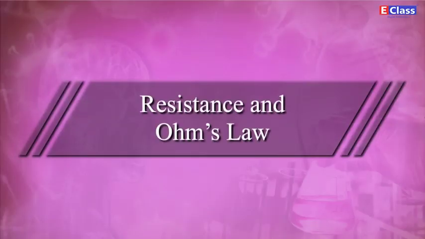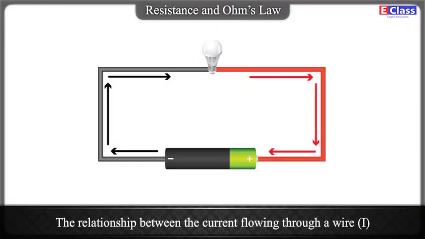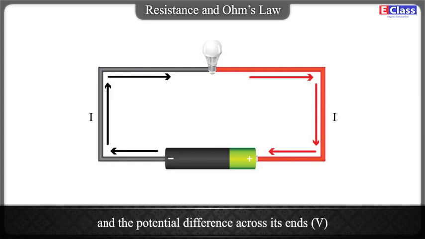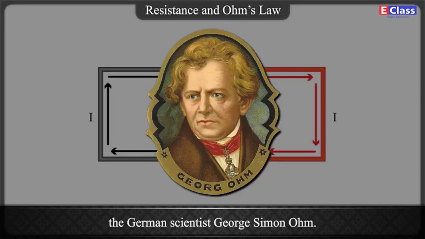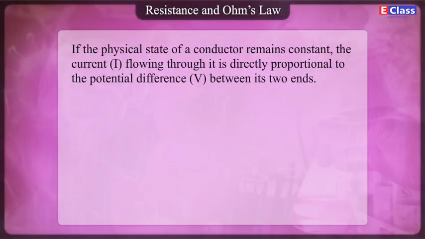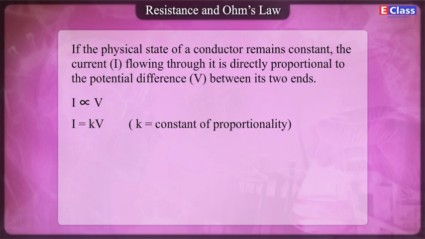Resistance and Ohm's Law. Ohm's Law. The relationship between the current flowing through a wire, that is I, and the potential difference across its ends, that is V, can be obtained from the law that was given by the German scientist George Simon Ohm. If the physical state of a conductor remains constant, the current I flowing through it is directly proportional to the potential difference V between its two ends. I is directly proportional to V. I is equal to kV, where k is the constant of proportionality.